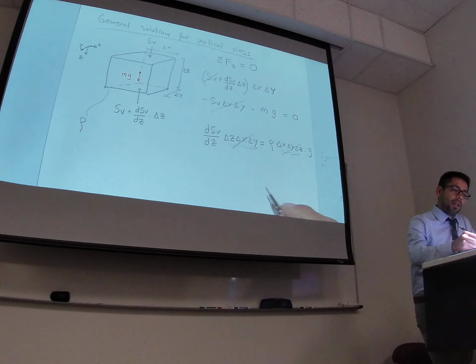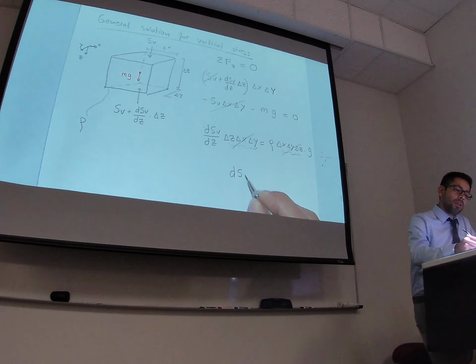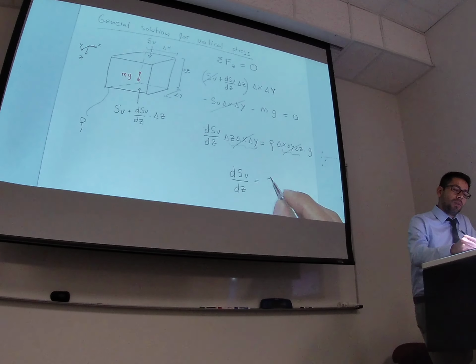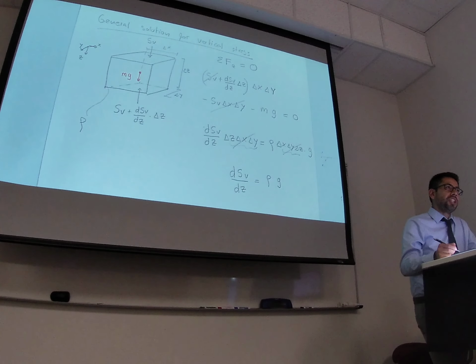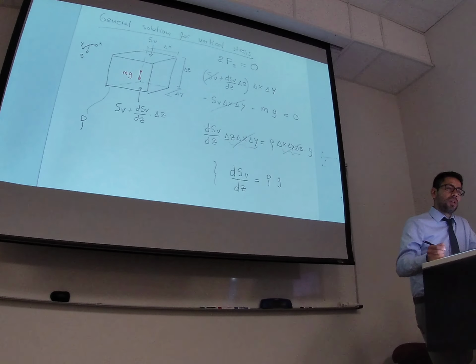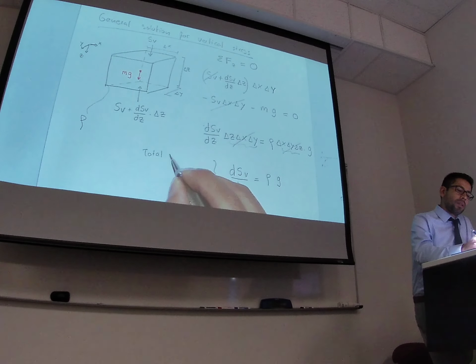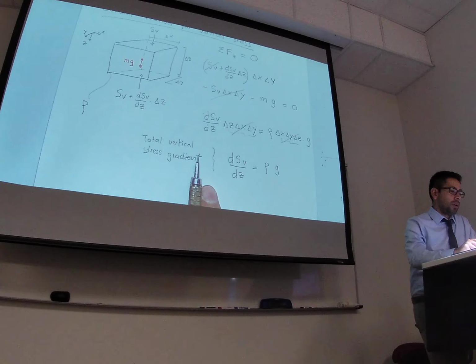And what this tells me is that the equation that we were looking for, the variation of total vertical stress with depth, is equal to the density of the rock times g. And this is what is called the total vertical stress gradient. Why is it called a gradient? Because it means it's the amount that varies as a function of depth.